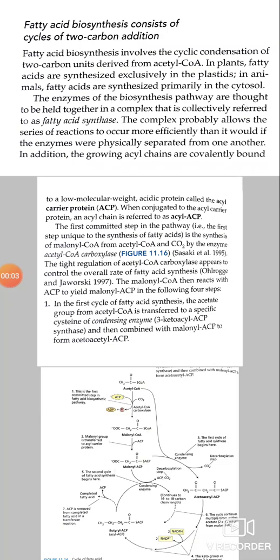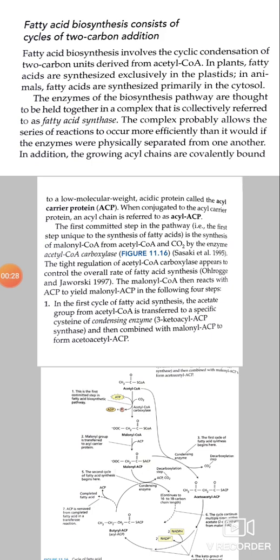Good morning, students. Today we discussed fatty acids. Biosynthesis consists of cycles of two carbon addition. Fatty acid biosynthesis involves the cyclic condensation of two carbon units derived from acetyl coenzyme A.